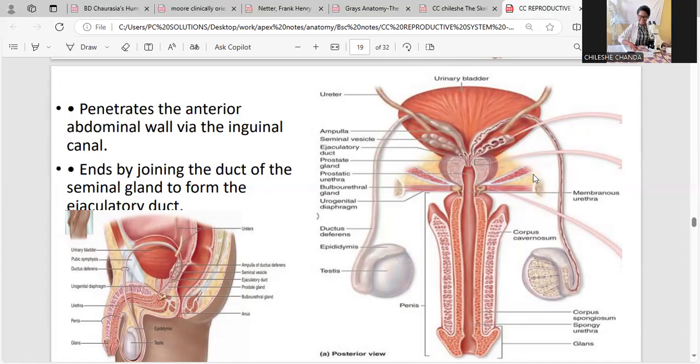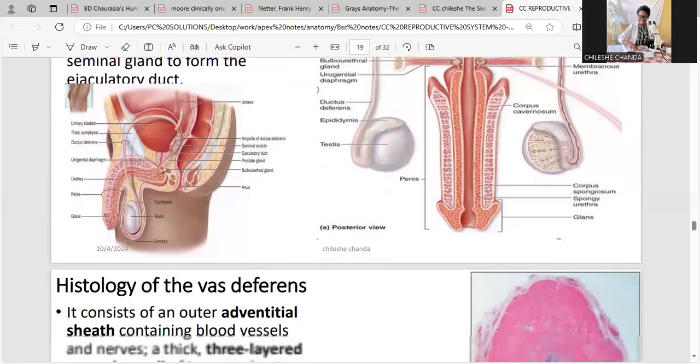This diagram is showing clearly how it is coming all the way. It is going to first form this kind of balloon portion, which is known as the ampulla of the ductus deferens, and then it is going to join the duct of the seminal vesicle to form the ejaculatory duct, and then the ejaculatory duct is going to open into the urethra at this point where the urethra is surrounded by the prostate gland.